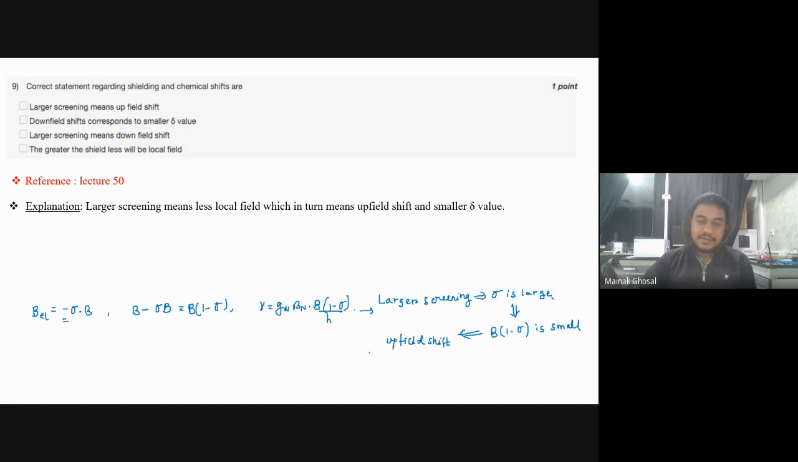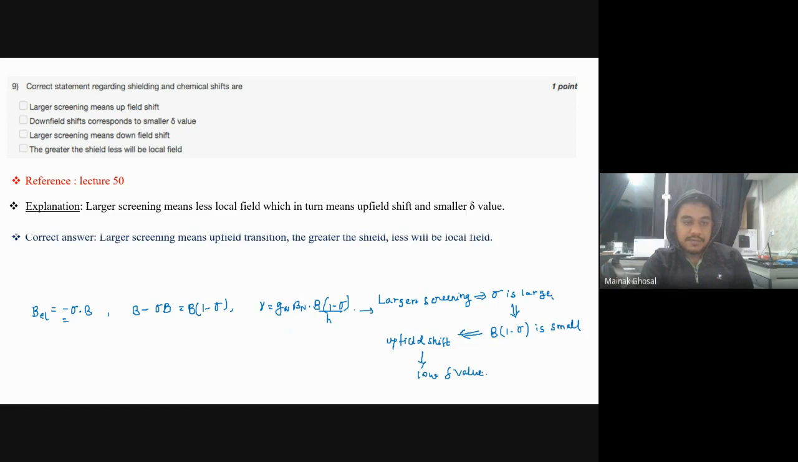Okay. So upfield shift means, I have told you, upfield on our scale, the delta scale, runs from right to left. So upfield means it is going to the right. That means lower delta value. Okay. So you can find the answer here. Larger shielding means upfield condition, and also the greater the shielding, the less will be the local field. Two things are covered here. Larger shielding means upfield transition, and also the greater the shielding, the lower will be the local field. Okay.